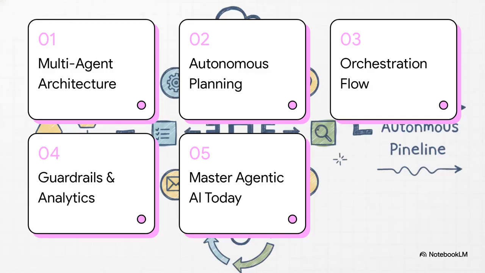Here's our roadmap for this explainer. 1. Enterprise multi-agent architecture. 2. Autonomous planning in action. 3. Multi-agent orchestration flow. 4. Enterprise guardrails and analytics. And 5. Master agentic AI today. Whether you're a beginner wrapping your head around the concepts or an expert dissecting the implementation logic, this flow is going to guide us perfectly.